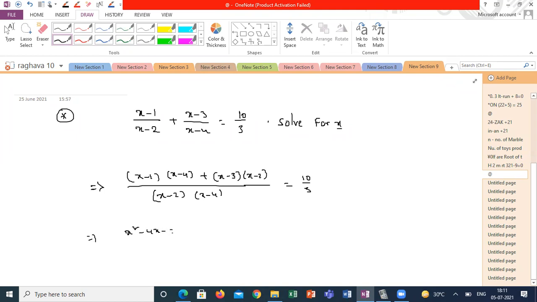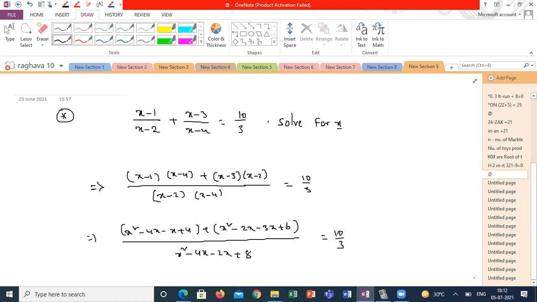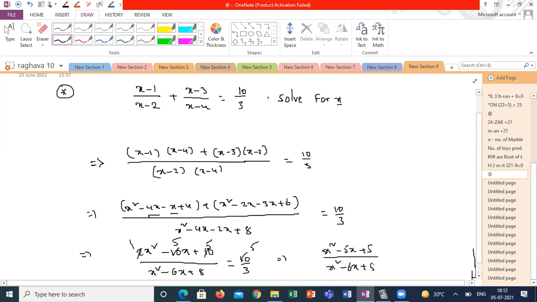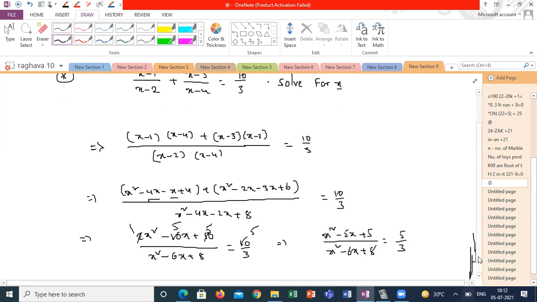x square minus 4x minus x plus 4 plus x square minus 2x minus 3x plus 6, divided by x square minus 4x minus 2x plus 8, is equal to 10 by 3. So further calculation: 2x square minus 10x plus 10, divided by x square minus 6x plus 8, is equal to 10 by 3. Dividing by 2, this can be rewritten as x square minus 5x plus 5 divided by x square minus 6x plus 8 is equal to 5 by 3. Now cross multiply and write it as a single quadratic equation.